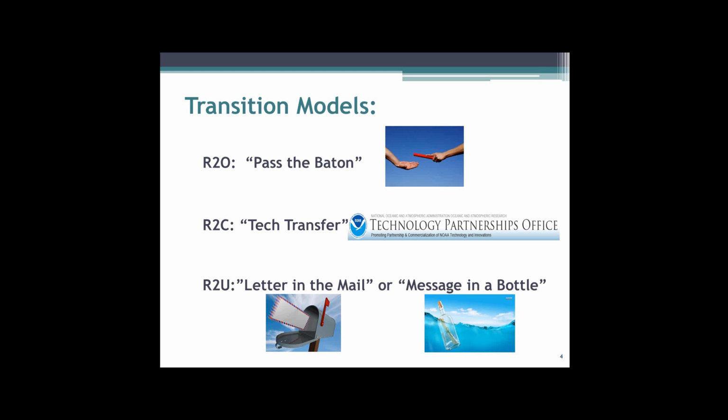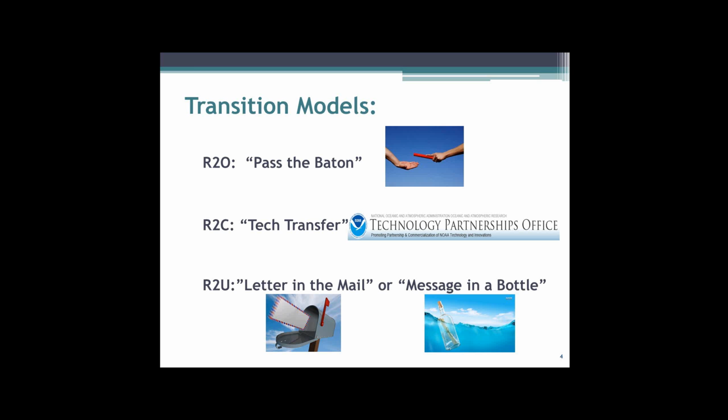The tech transfer model is one that's really laid out by the federal legislation governing patents and so forth. And the R2U model is sort of undefined, where, like in the case of a climate assessment report, you have stakeholders who are expecting that report. What they do with it is not always clear, etc.